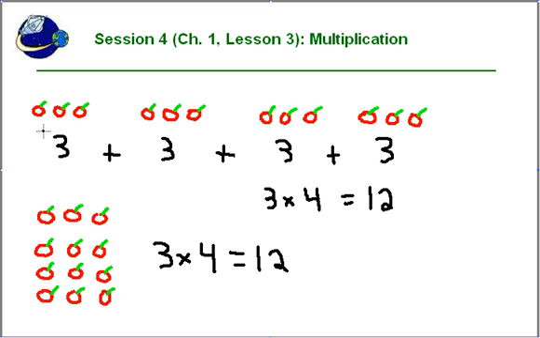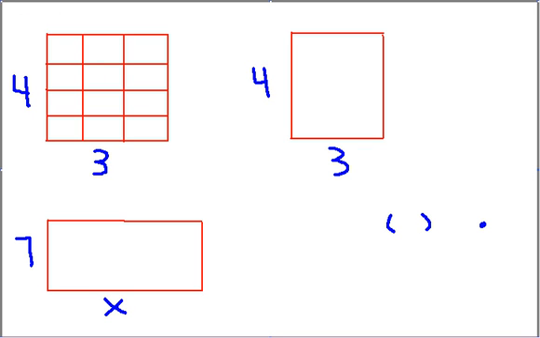So the first method of multiplication, repeated addition. The second one is to line them up so that they make a rectangle of sorts. And then what you do is you count the number of apples or objects in each row, and then you multiply it by the number of rows that you have. Over here on the next screen, we're going to take a look at it a little bit further.